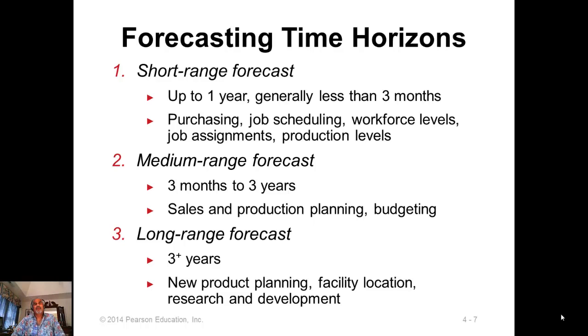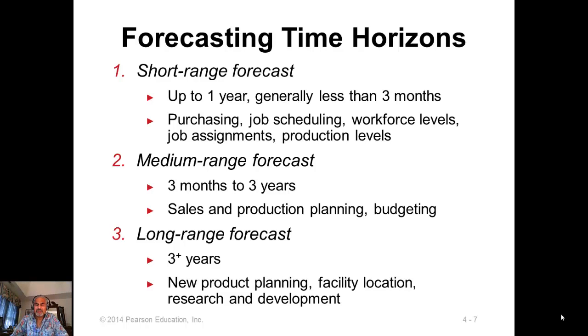Medium range forecasts will vary somewhere between about 6 months to a year and a half, up to 3 years, but typically up to a year and a half. And these medium range forecasts are used for sales and production planning and budgeting decisions. Long range forecasts typically will go 3 years or over, or maybe 2 years and 3 years and more. And these are used for long-term decision making, things like new product development or facility location, plant location, and that kind of decisions.